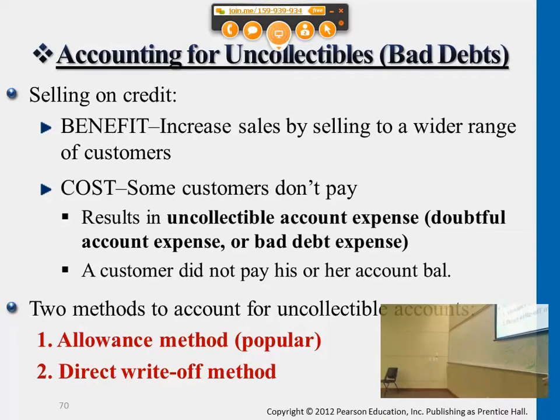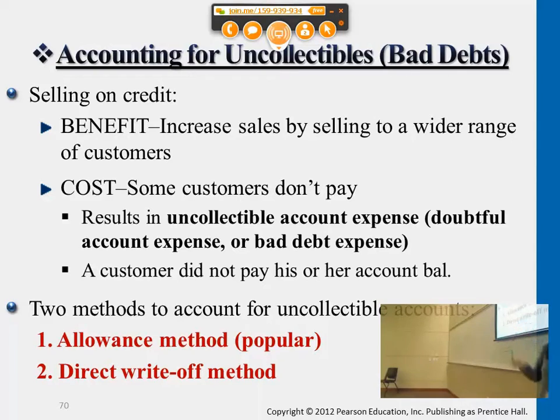So there are two methods to account for these cases. For all the publicly traded companies, we'll be using this first one, and this is our main focus for this chapter as well. Allowance method. This is the most popular one. For mid-sized and small firms, if they're not publicly traded and don't have stocks traded in the market, sometimes they would use the direct write-off method.